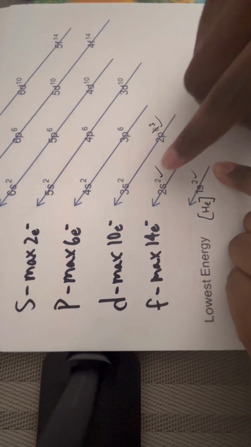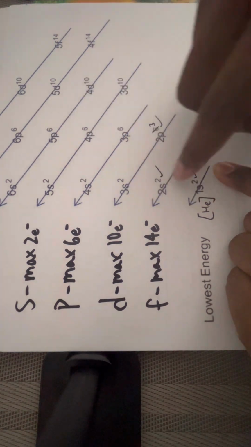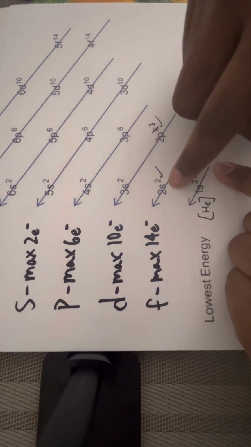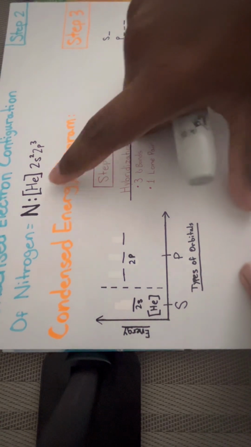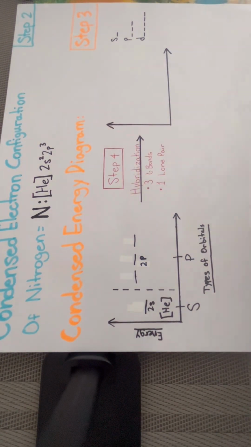So we got this one, which is the helium. So we write helium, we don't write this. Then 2s squared, check, and then 2p3, check. So that is our condensed electron configuration of nitrogen.